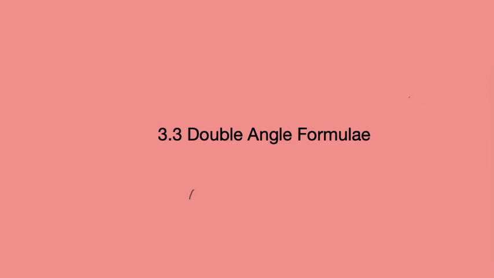Okay, today we're going to be looking at the double angle formulae. So if we start off, we've been looking at the compound angle formulae, and we can use the compound angle formulae to derive some new identities. So if angle B is equal to angle A, we've had sine A plus B, we knew that was sine of A cosine B plus cosine A sine B.